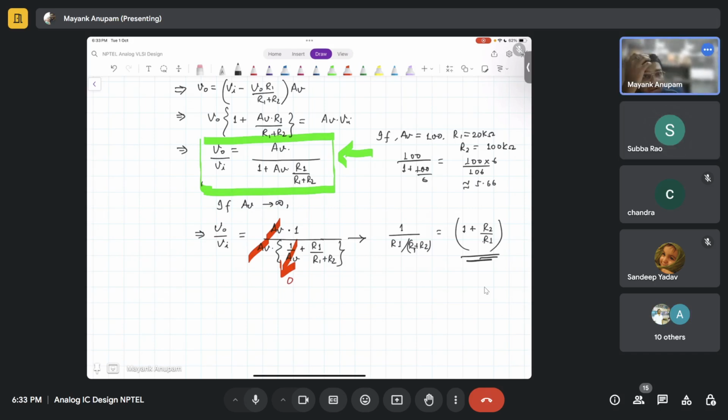5.66 volts? Who is saying it is volts? How can it be volts? This is unitless, right? V0 over Vi, there is no volt. It is unitless. It's 5.66.